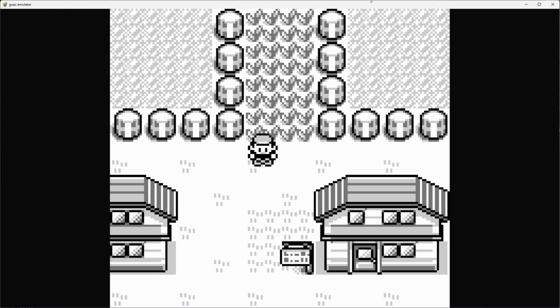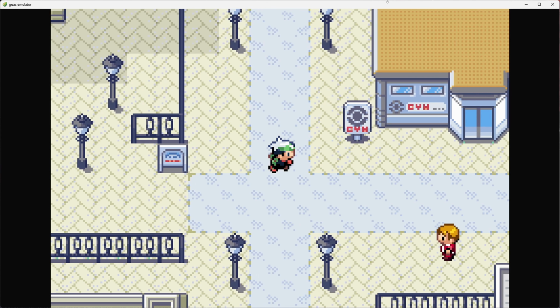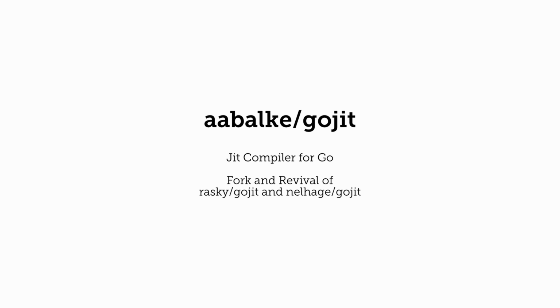I am the developer of the Guac emulator, a Game Boy Advance, and soon-to-be DS emulator. In the process of building out the DS emulation, it became necessary to build a JIT compiler, and today I'm excited to announce my revival and fork of GoJIT, a JIT compiler for Golang.